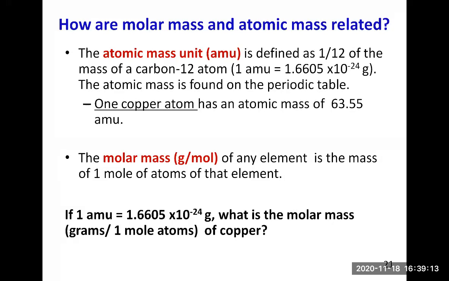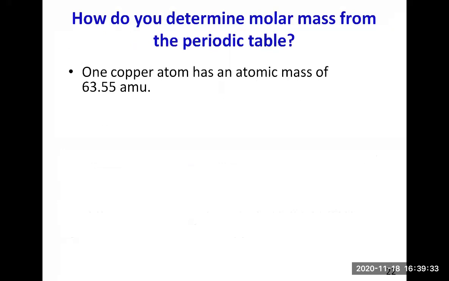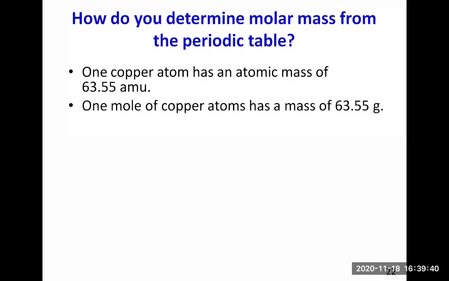And so now to know the molar mass, you need to multiply that by the Avogadro number, 6.022 × 10^23 atoms, because earlier we had the mass for one copper atom. Now we have the mass for a mole, and that's 63.55. So you get the same number here, because one copper atom has an atomic mass of 63.55 atomic mass units. Then 1 mole of copper atoms will have a mass of 63.55 grams.